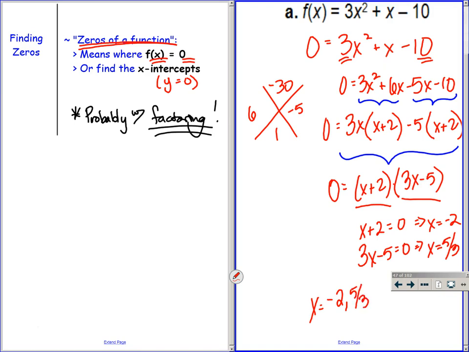Wait. In context, there's a comma. Is this an ordered pair? No. Is it an interval? No. It's this answer or that answer. True?